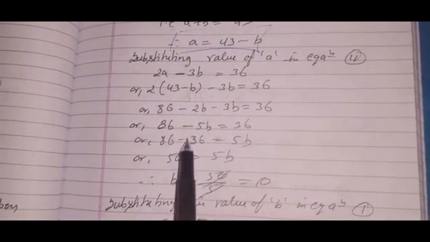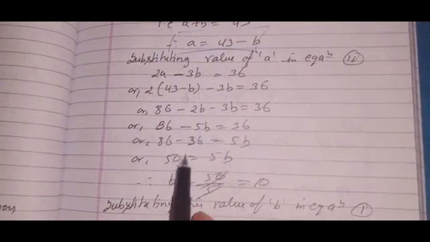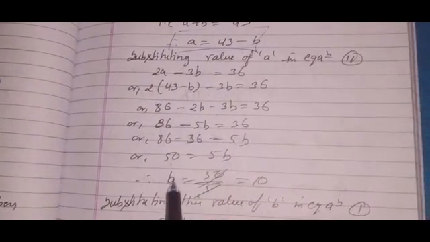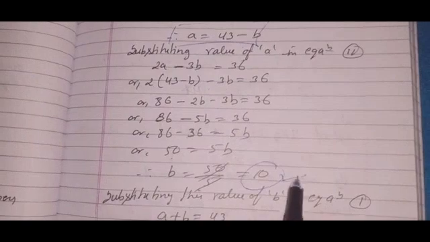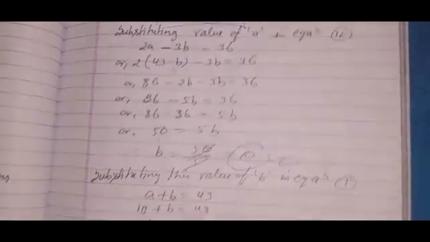So I have shifted 36 here and 5b to that side. So overall it is 50. Here is 5b, so 5 tens are 50. So b is equal to 10. We got our first answer, that is 10.